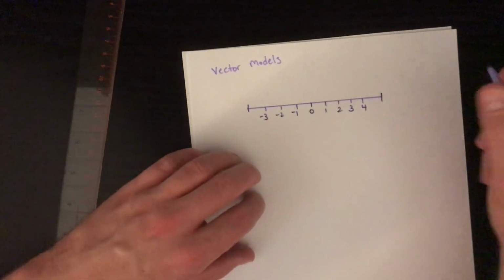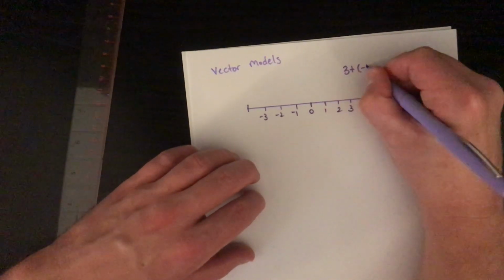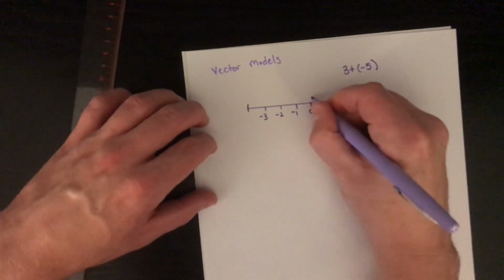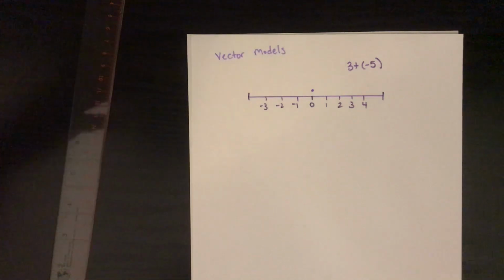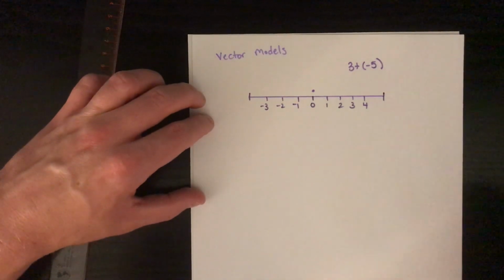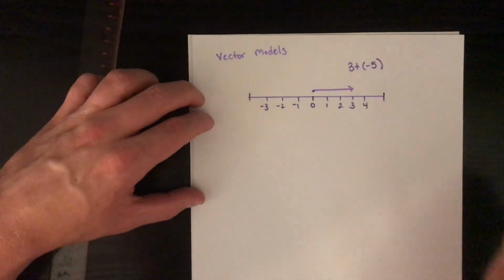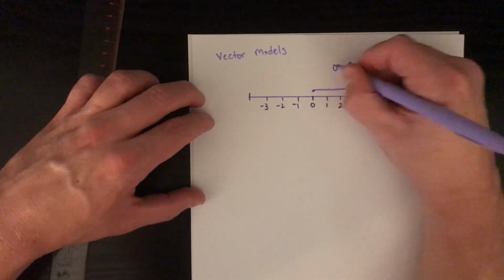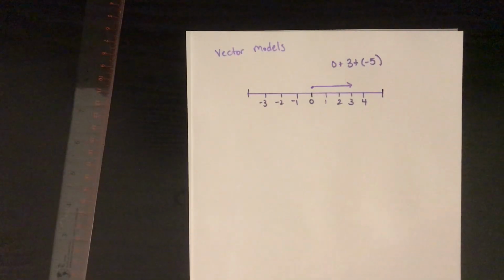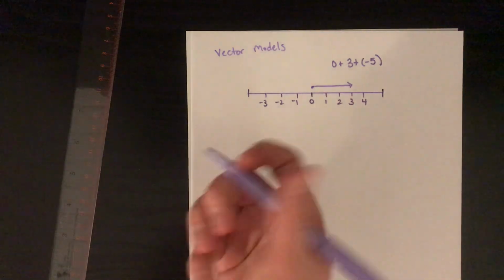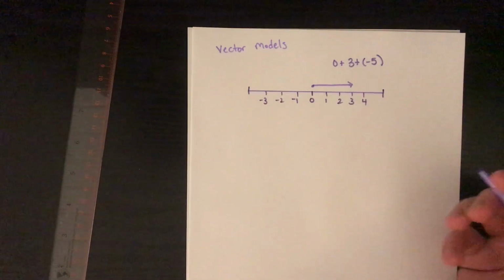And let's say I wanted to make a vector model for, how about 3 plus -5. I always start my addition models, my vector models at 0 because that's sort of like the basis of all operations. It's like we're starting at 3, but also you could think of it as the operation 0 plus 3 plus -5. So we got our first vector going from 0 to 3. Or in other words, it has length 3 and it's pointing in the positive direction to the right.